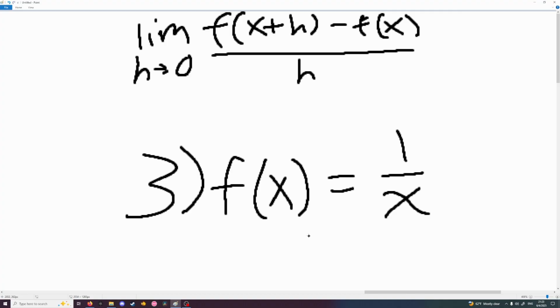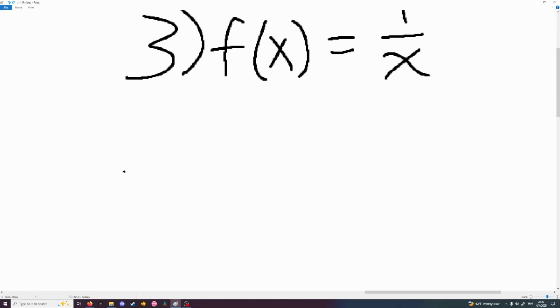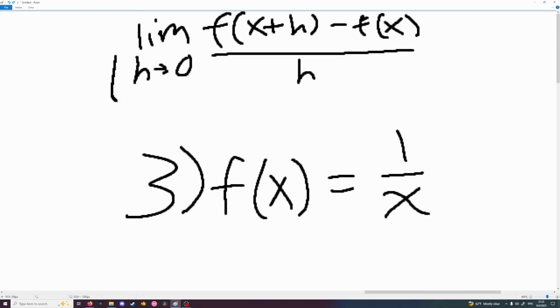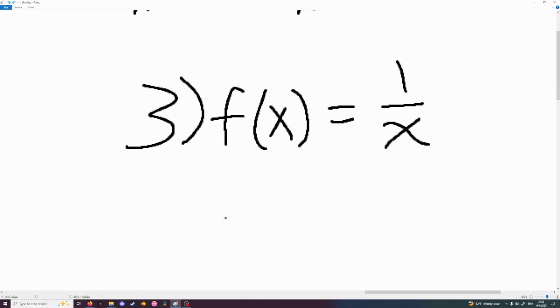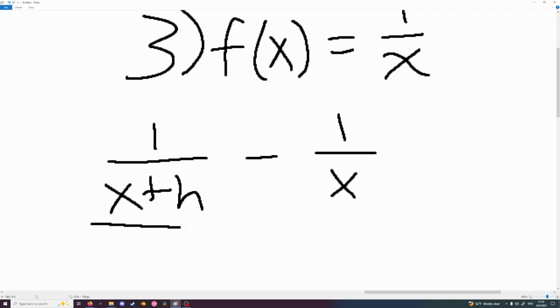Anyways, we're going to find the difference quotient of the rational function 1 over x. Pretty simple. So we have our difference quotient formula up here, and we're just going to plug in x plus h to the x and then the minus x there too. So we have 1 over x plus h minus 1 over x, all over h.